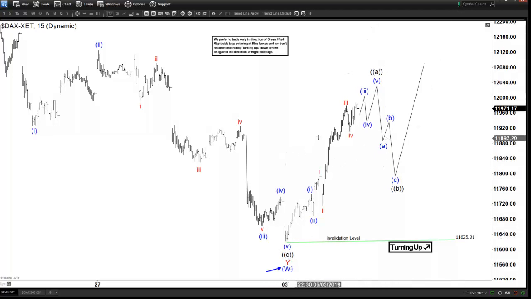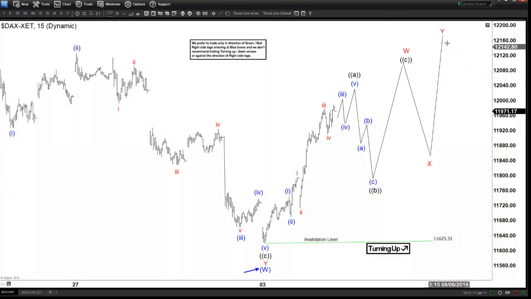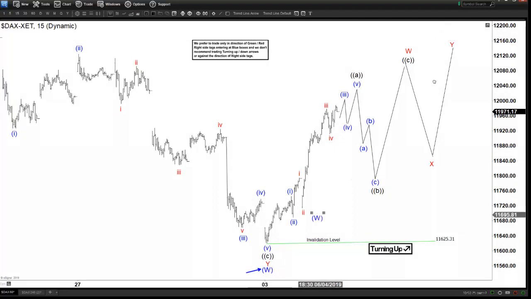So technically this still needs a C here, and it's going to end only W, right? And then do an X with a Y before finishing up the Y in blue. So that's the structure we're looking for. Basically further correction or further rally in the shorter cycle in the DAX before ending the X here.